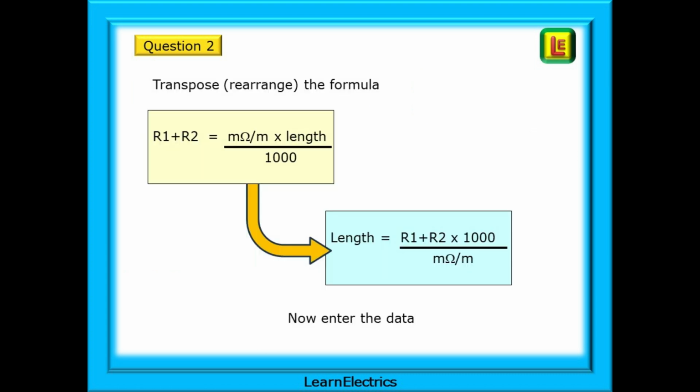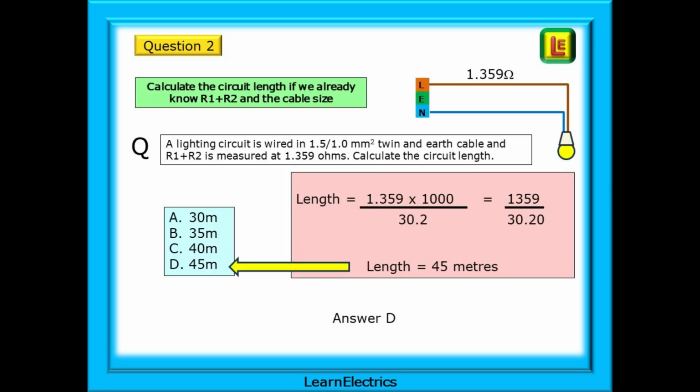Now transpose or rearrange the resistance formula. Length is now the subject. We can use R1 plus R2 from the question and the milliohms that we have just found in table B1. So let's enter the data. Putting the numbers into the formula, we have 1359 on the top divided by 30.2 on the bottom. Our circuit length is 45 meters and our answer choice is D.